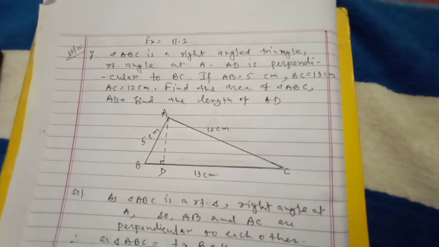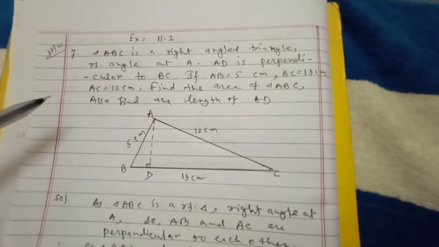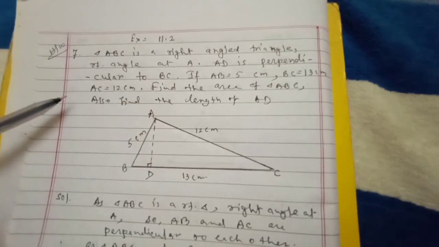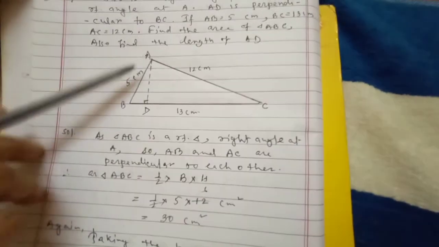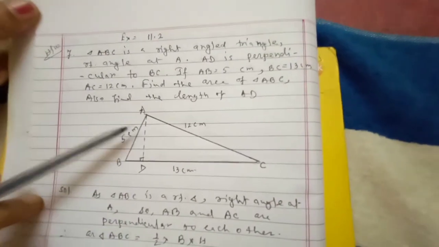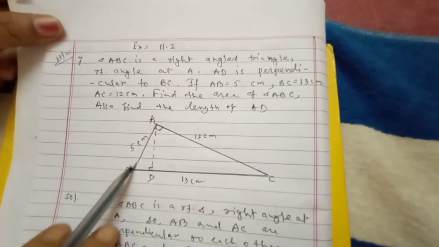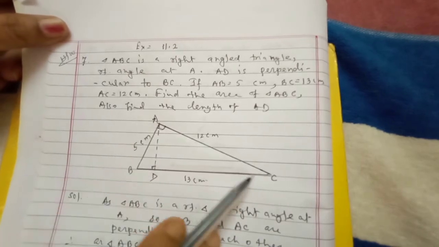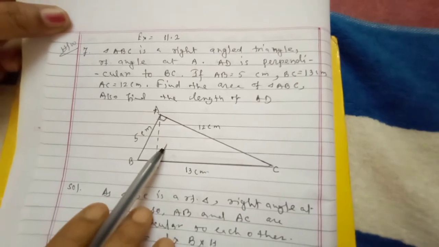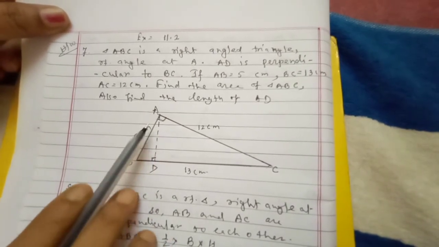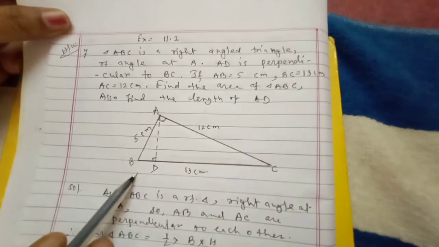Today, first we will discuss yesterday's homework. I have seen a few students have done it very correctly, but a few students have not completed it. The question was: a triangle ABC was given, right-angled at A. The lengths of AB, AC, and BC were given. You have to find the area of this triangle, and after finding the area, you have to find the height AD, the altitude drawn on BC.